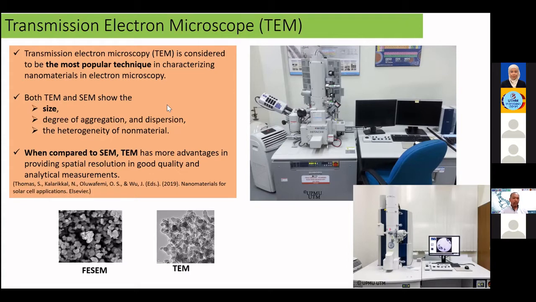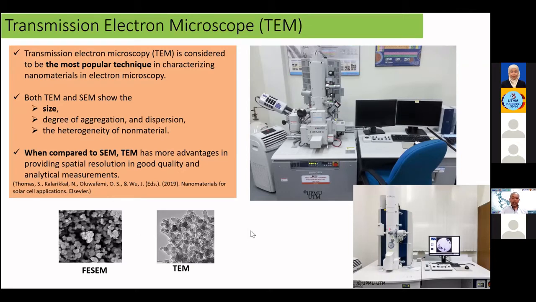Both TEM and SEM show the size, degree of aggregation, dispersion, and heterogeneity of the nanomaterial. When compared to SEM, TEM has more advantage in providing spatial resolution in good quality and analytical measurement. So for nanoparticles, you need to have a micrograph from the TEM. But if you are just using micron size material, FESEM is enough.